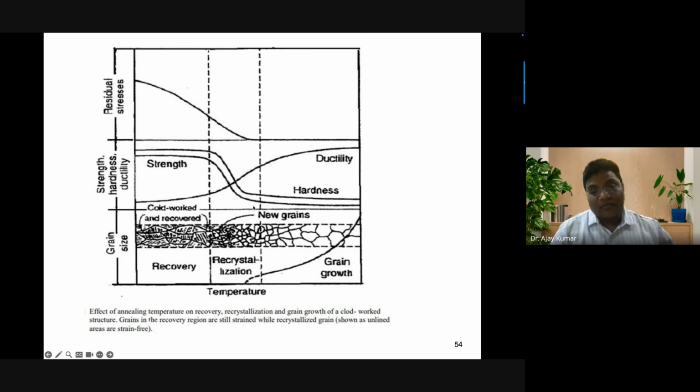Now, why am I explaining this to you? You have the grain size, you have the mechanical properties, right? And this is all related to the microstructural changes. So you have the recovery phase, the recrystallization phase, and then the large grain formation. How the strength will vary with these microstructural changes, how hardness will vary, how ductility will vary, these are all important to understand at this level.